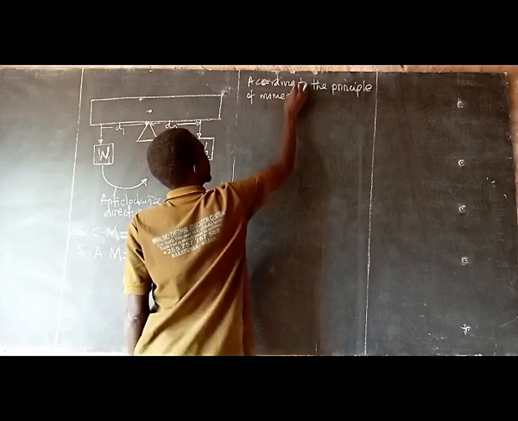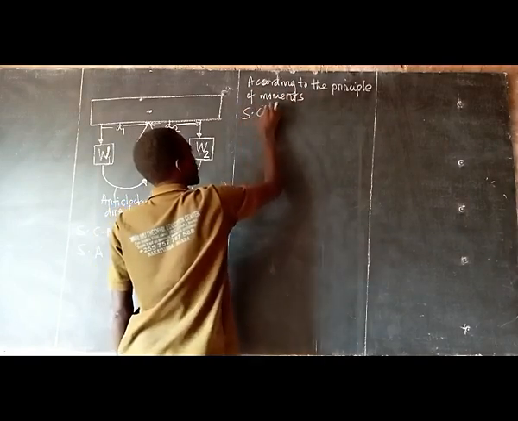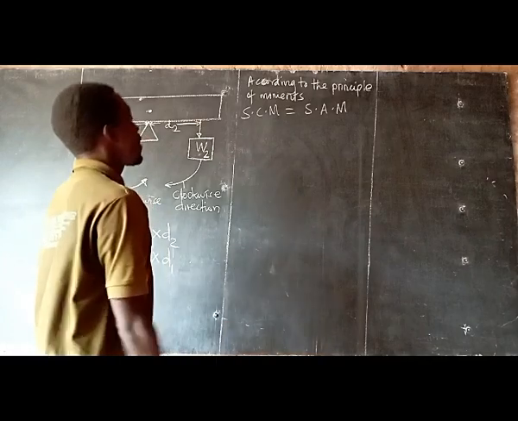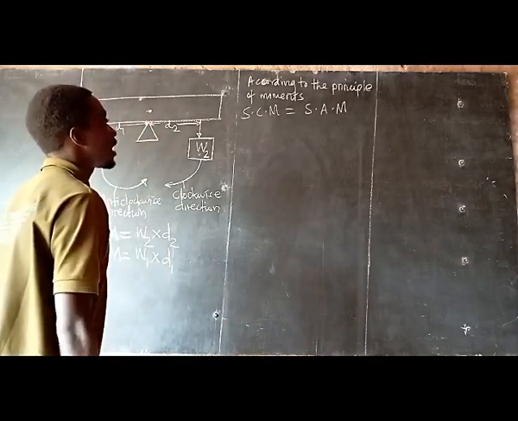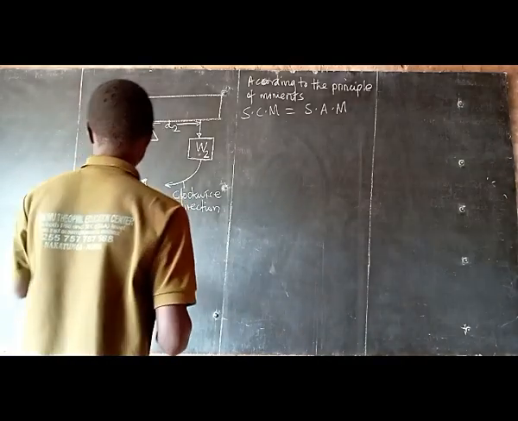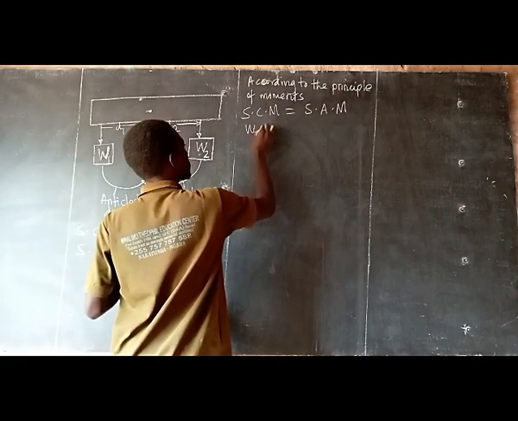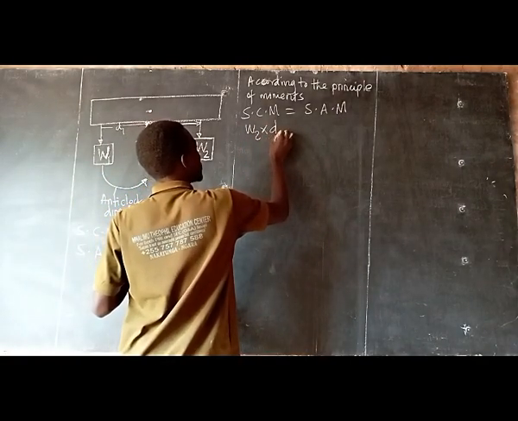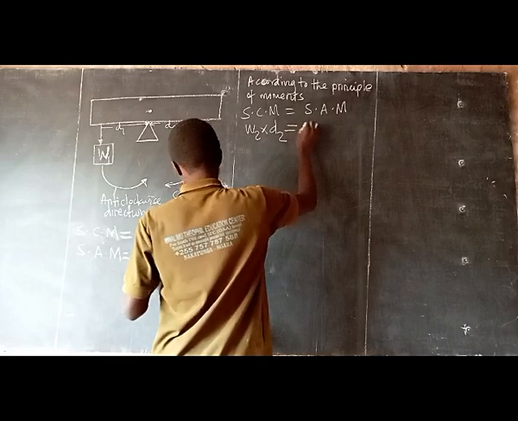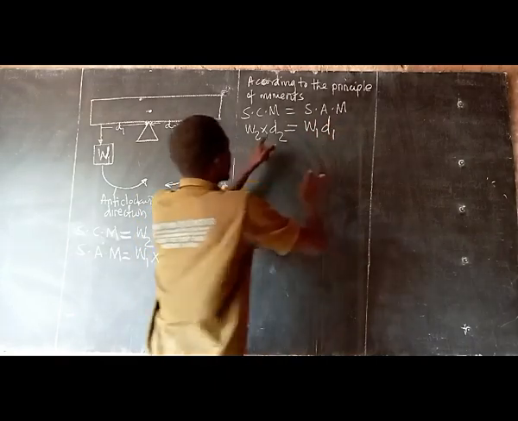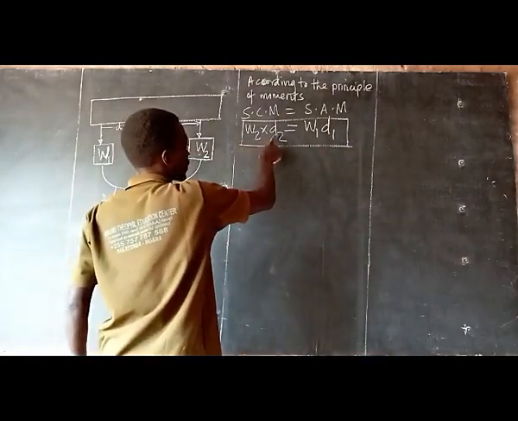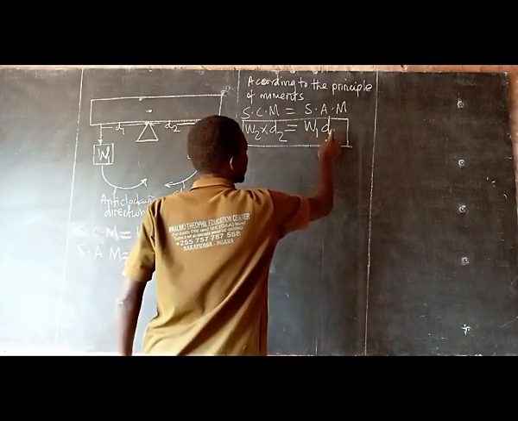According to the principle of moments, we have said that the sum of clockwise moments is equal to the sum of anticlockwise moments about a turning point. This is according to the principle of moments. Here, the sum of clockwise moments we have W2 times D2. The sum of anticlockwise moments we have W1 times D1. So according to the principle of moments, W2 times D2 is equal to W1 times D1.